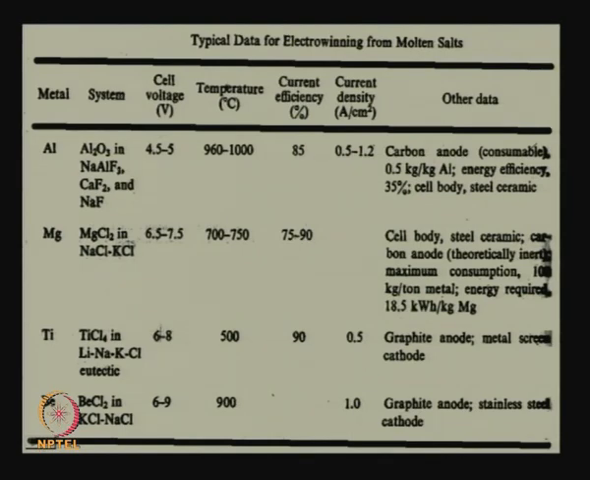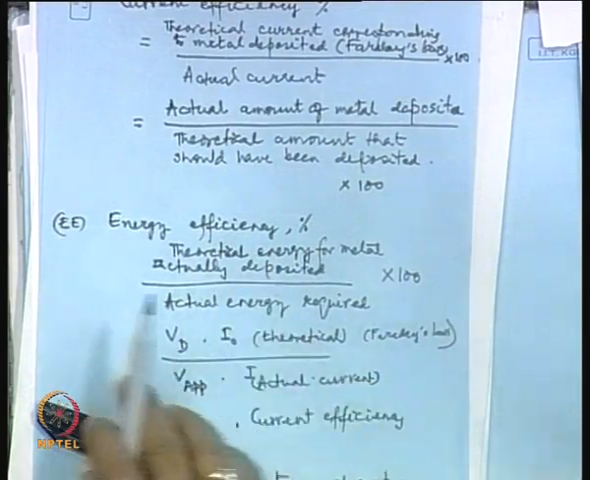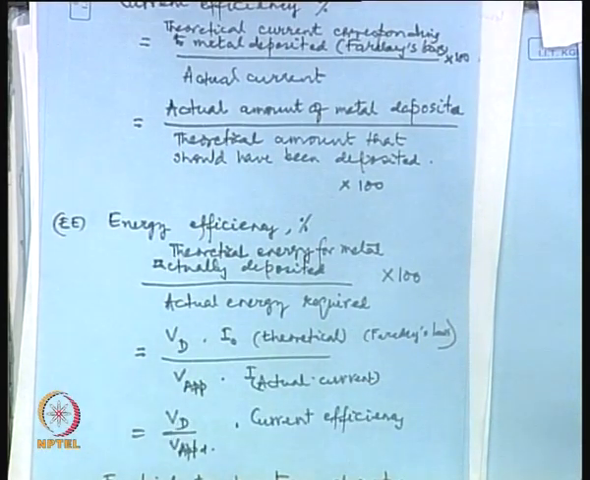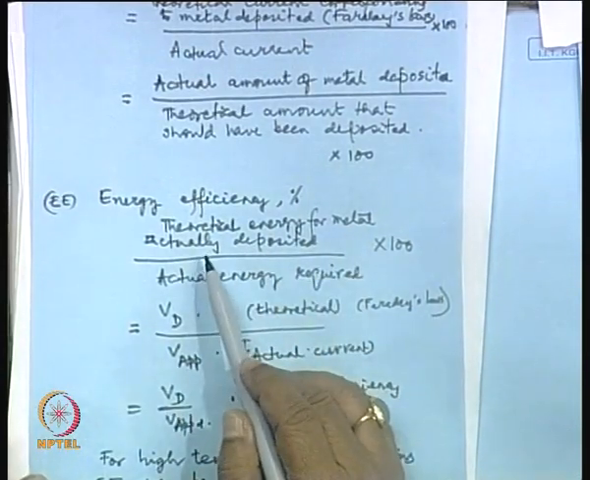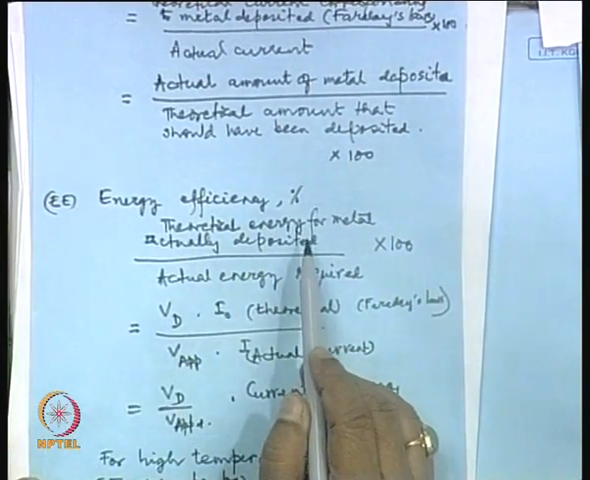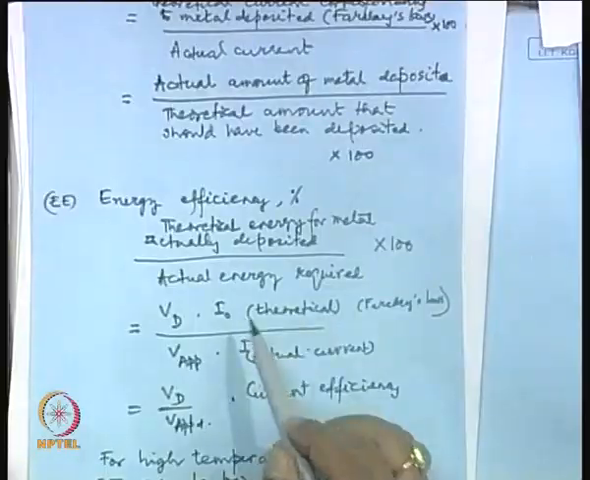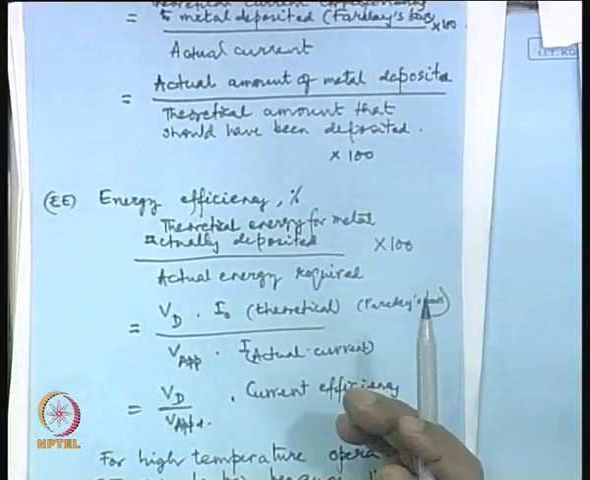Now, let us come to the second term called energy efficiency. Energy efficiency means the theoretical energy for the metal that is actually deposited, how much energy you should have used for deposition of the metal that you have got, and the actual energy you have required. The actual energy that you need to deposit a certain amount of metal will always be more, because part of the energy will go elsewhere. We will come to that later, into 100.